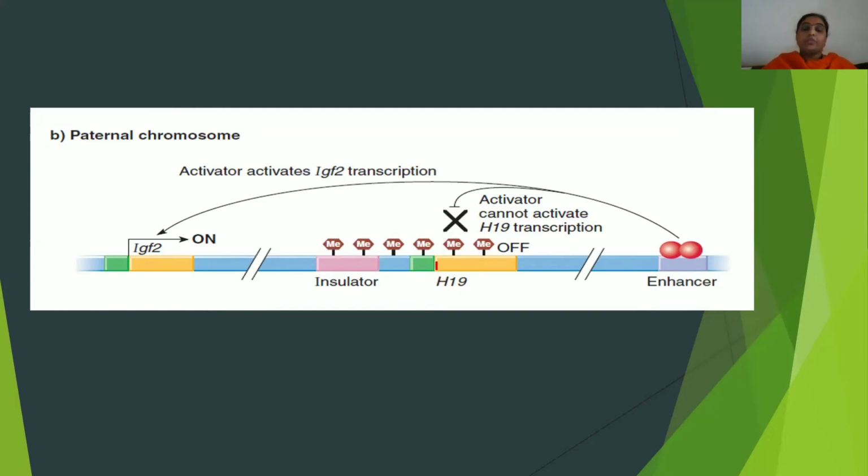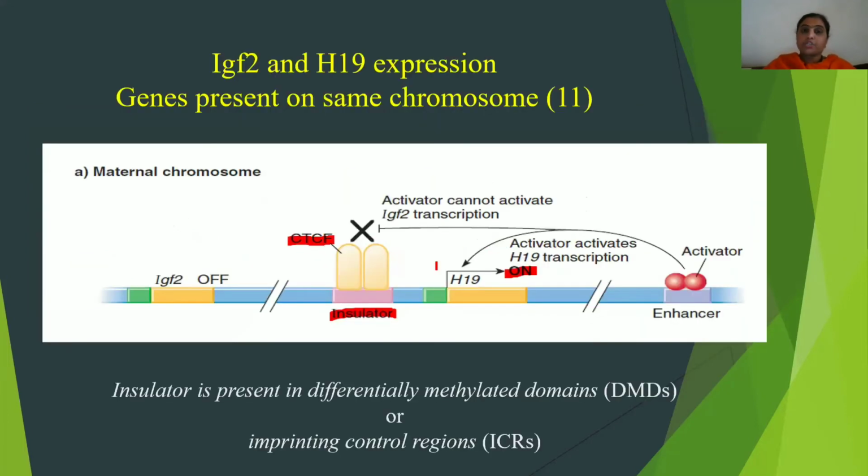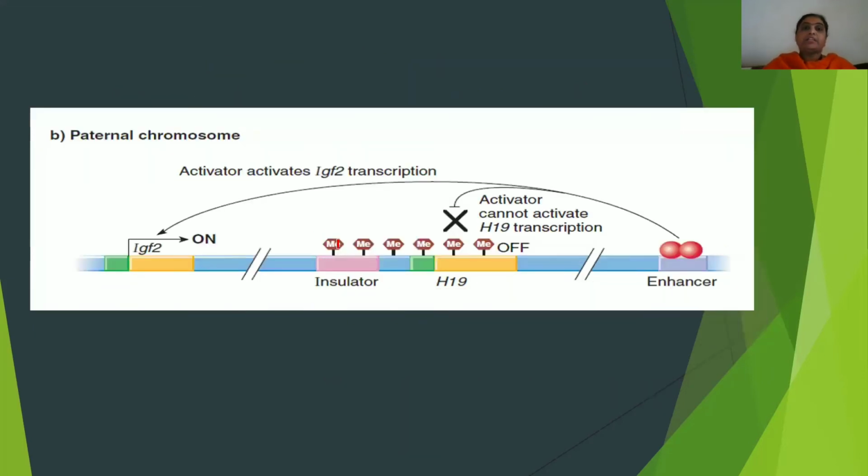Okay, so in this way the methylation of the DNA is allowing the imprinting, that is the stamping of the genes. It allows genomic imprinting. It is due to what? Due to this methylation and also the insulator which is in between the H19 and the IGF-2. So when there is imprinting of the genes, there is a role of the insulator as well as a role of the methylation of the DNA.